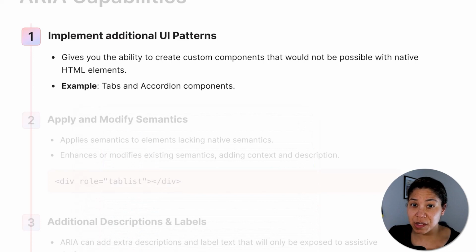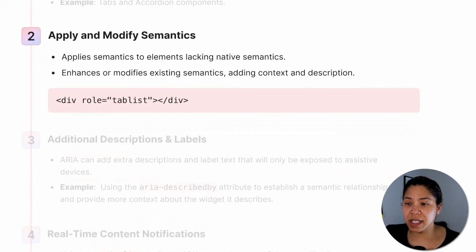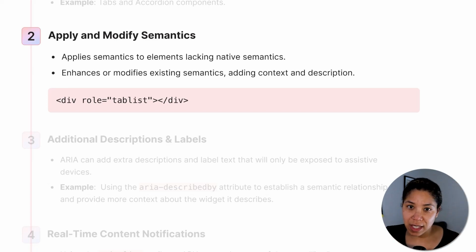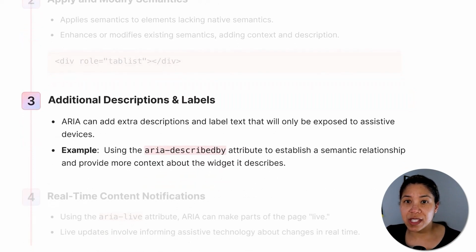Another capability is that it allows you to apply and modify semantics. So ARIA can apply semantics to an element that has no pre-existing native semantics, or modify the semantics of elements that already have predefined semantics. And doing so provides additional context and descriptive information to an element. So let's take a generic element like a div and apply a role of tablist to it. This would then make that div identify as an element that serves as a container for a set of tabs. And this exact example we'll actually see later on in the interactive section of the course when we implement our own custom tabs component.